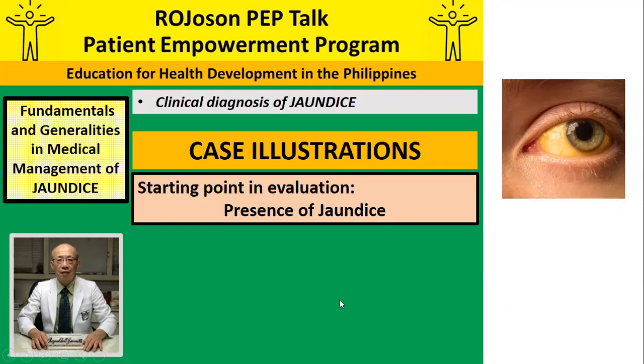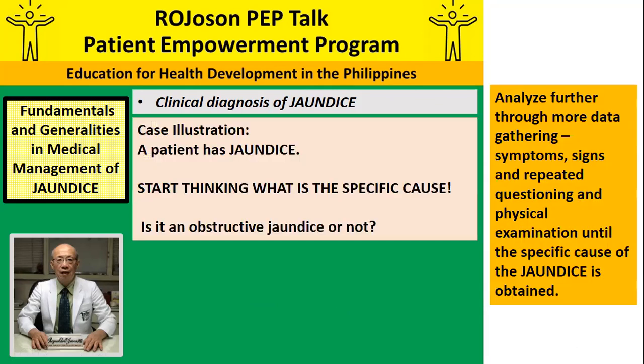So, some case illustrations. Starting point: presence of jaundice. Once you have a patient with jaundice, start thinking, what is the specific cause? Is it obstructive jaundice or not? With the signs and symptoms, we analyze all this data further until we get to a specific cause of the jaundice.